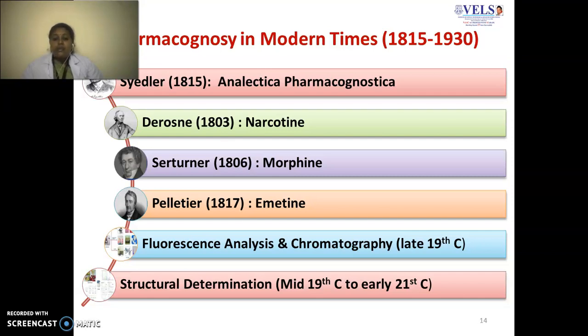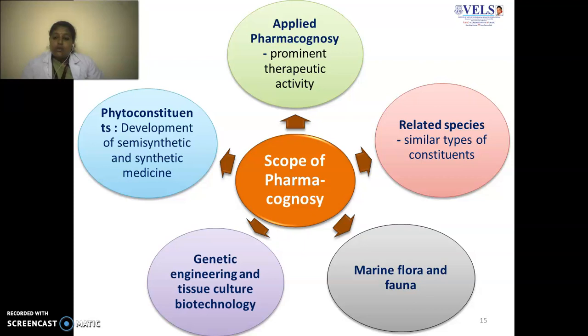Followed by this, there have been advancements in the field of science where fluorescence analysis, spectroscopic and chromatographic techniques arose in the late 19th century, followed by structural elucidation or characterization of these isolated compounds in the mid 19th to early 21st century.